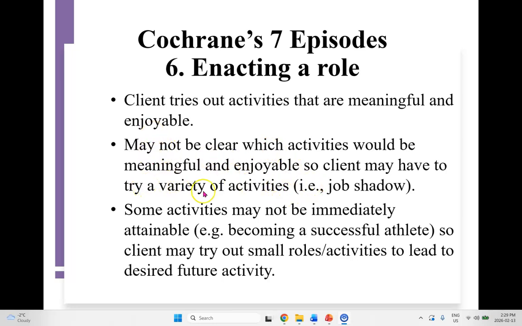The client may have to try a variety of activities like job shadowing, and some activities may not be immediately attainable. So if someone wants to be a really successful, popular athlete, they can't suddenly be on the Maple Leafs hockey team or playing for the Toronto Blue Jays. But they may try out small roles and activities that could lead to that desired future activity.